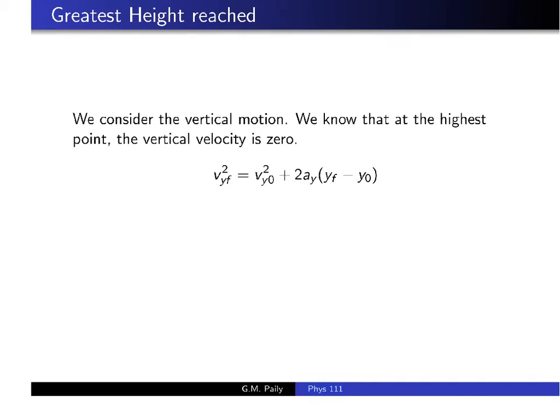We use one of our constant acceleration equations. We know that Vy final will be 0. If we call y final minus y naught h, then we have this simple equation. Solving for h, we get Vy naught squared over 2g. And you can see that the units work out. On top we have meters squared over seconds squared. In the denominator we have meters per second squared. And in the end we just have meters.